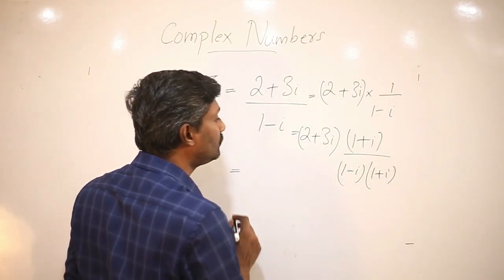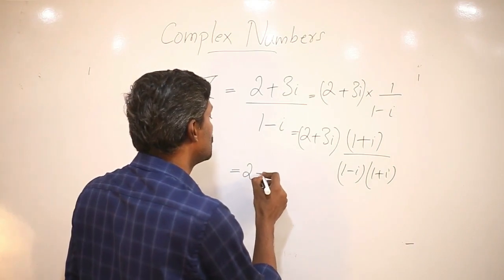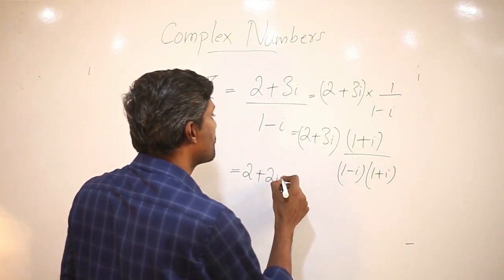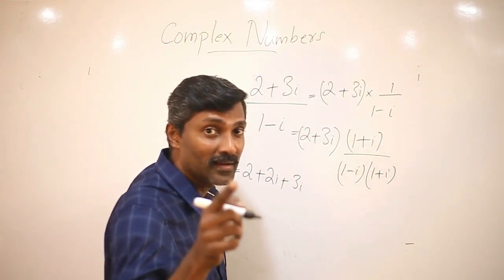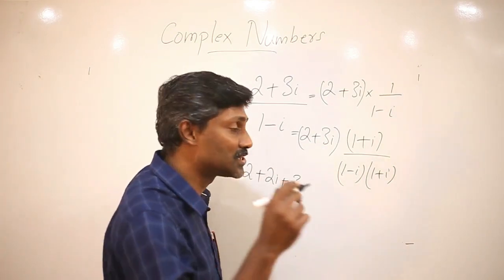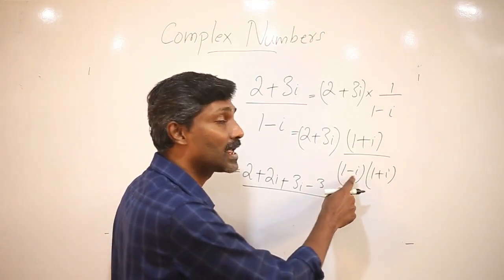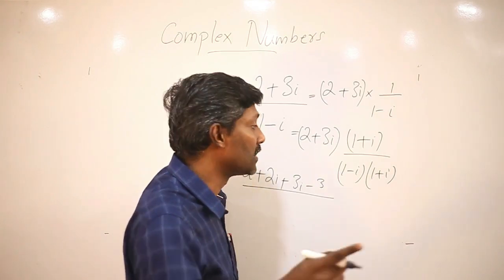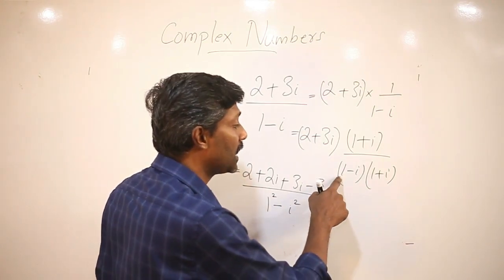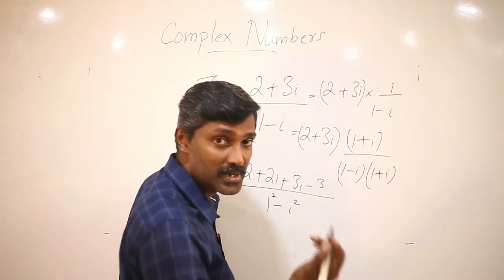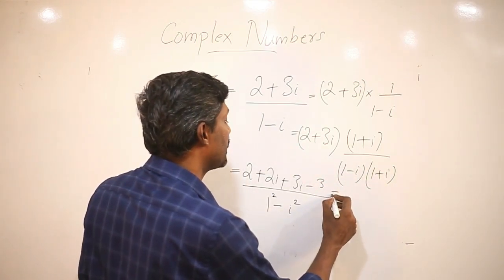And what do we get? Multiply the numerators: 2 into 1 is 2, 2 into i is 2i, 3i into 1 is 3i, 3i into i is 3i square, and i square is minus 1, so 3i square means minus 3. That is divided by, now what is 1 minus i into 1 plus i? This is a minus b into a plus b, which is a square minus b square. So this becomes 1 square minus i square.